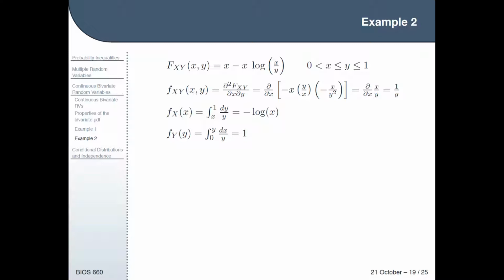And similarly, to find the marginal distribution of y, you integrate from 0 to y of 1 over y, because x is bounded above by y in this case. In this case, y is constant with respect to x. You can pull the 1 over y out of the integral. You end up integrating from 0 to y dx, which is of course equal to y, so y times 1 over y equals 1. The marginal distribution of y is exactly equal to 1 here.